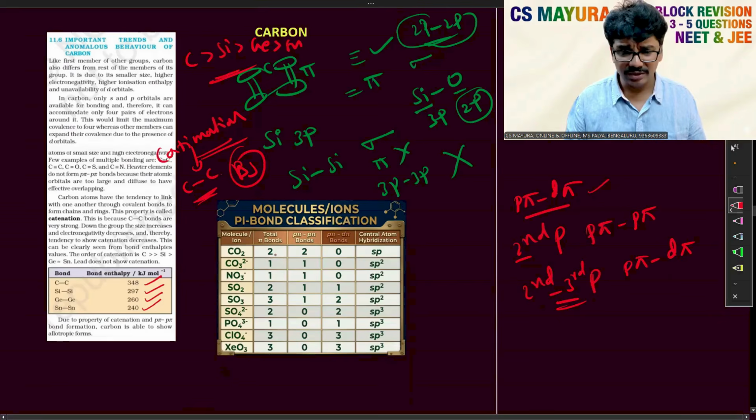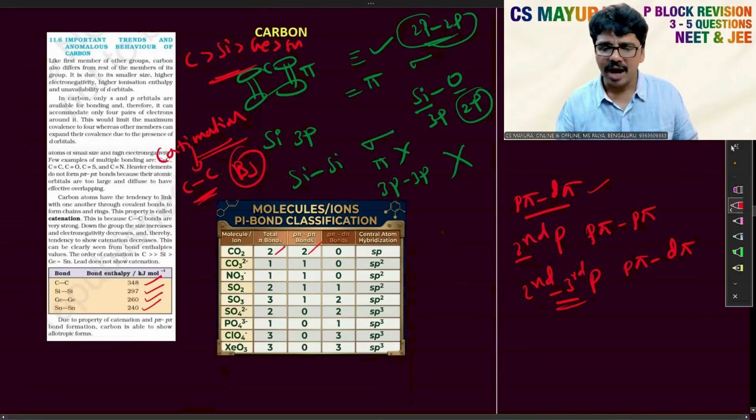So in carbon dioxide, two pi bonds are there. Both are p pi bonds only. I have given some examples here, carbonate and carbon dioxide, two pi bonds, both are p pi.